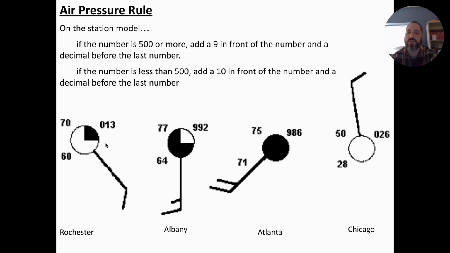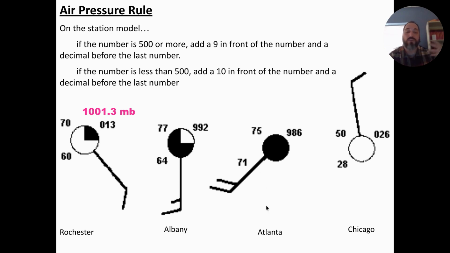So if we look right here, I've got the station model. It says 013 for Rochester. 013 is a number that is less than 500. So I'm going to add a 10 in front of that and then put my decimal point in the proper place. And I end up with a number of 1001.3 millibars.